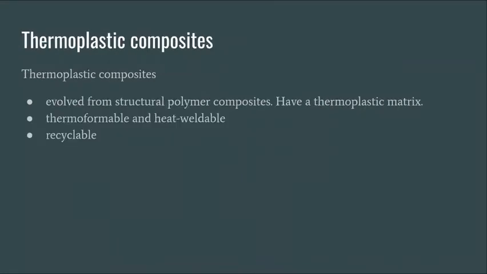The next example are thermoplastic composites. These thermoplastic composites are from structural polymers, and they have a thermoplastic matrix. And what thermoplastic really means is that it is formed with different temperatures, and you can weld these thermoplastics into different kinds of structures that you need, and once they cool they will be hardened, but you can also heat them really down so they can be recyclable.